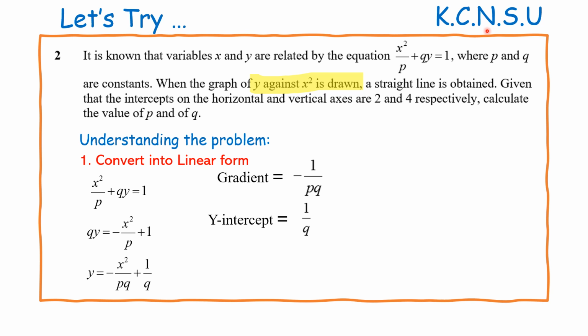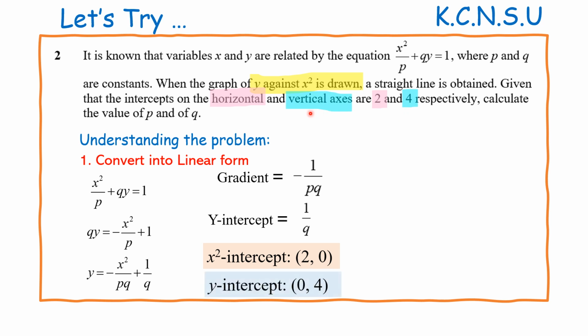Once we have this, we move on to the next letter, that is N. N stands for numbers. We see that in the question we do have two numbers: 2 and 4. What are these 2 and 4 here? These two are actually referring to the horizontal intercept, so I'm able to write down the coordinates (2, 0). The next number that we have is 4. This 4 is actually the vertical intercept, so I'm able to write down the coordinates (0, 4).